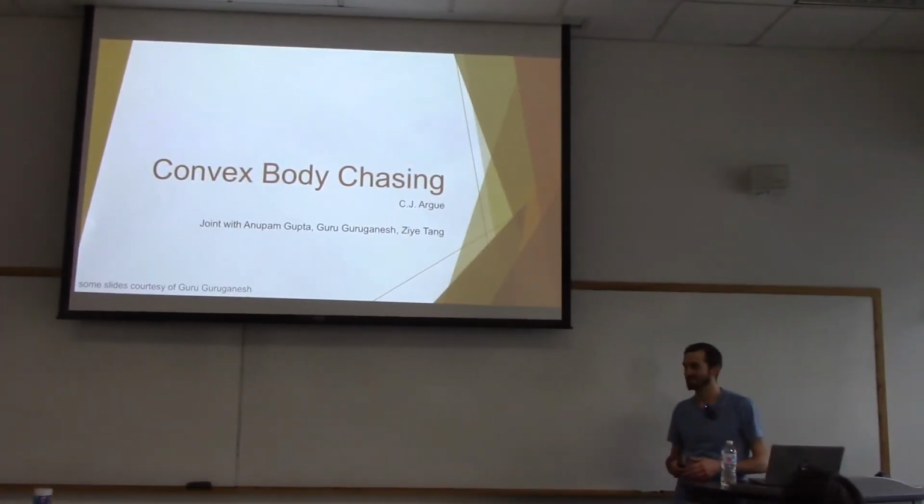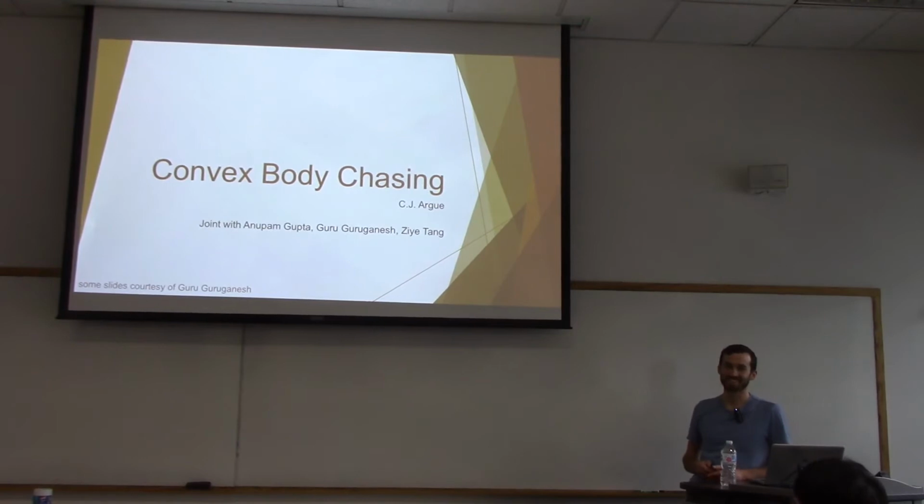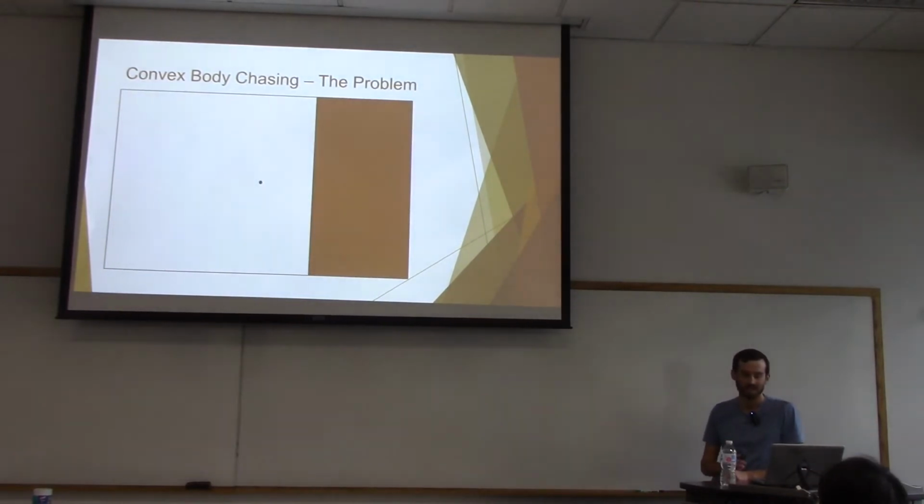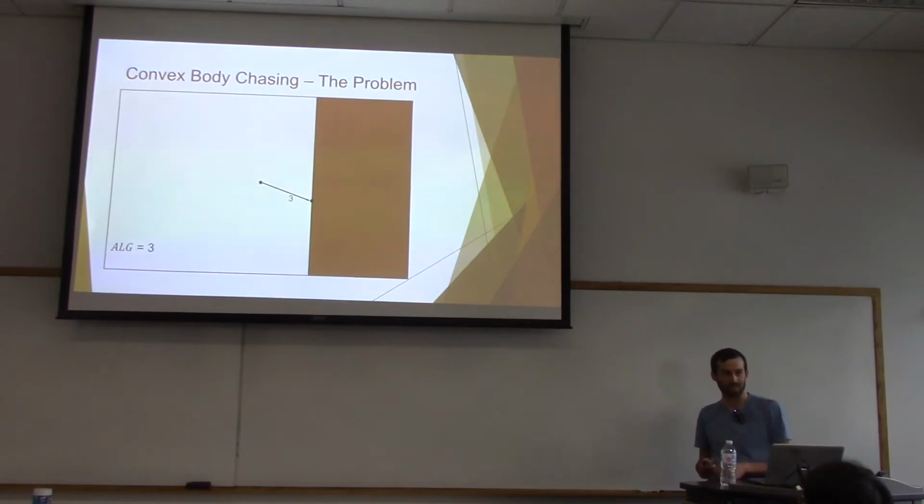So thank you all for coming. As I said, very excited to talk about this work. So here's the problem. I'm working in d-dimensional Euclidean space. I start at the origin, and I'm given some convex set. Once I see that, I have to pick some point in that set, and I move there, and I'll be charged the distance that I moved to get to that new point.